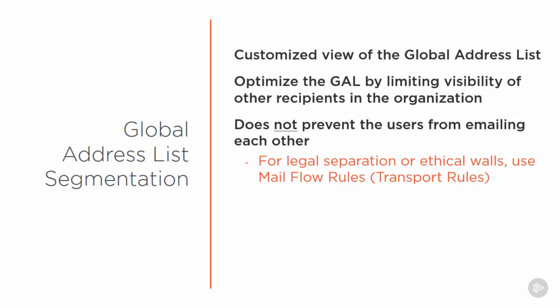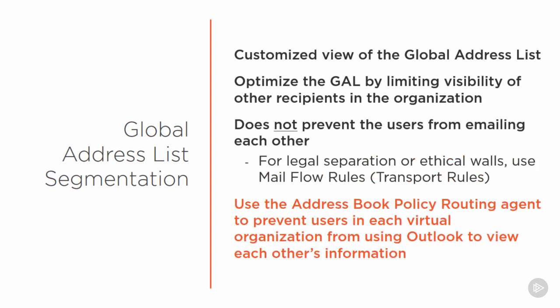If your organization has a requirement for legal separation or some type of ethical wall, for example, separating a research and development department from a sales department, for that purpose, you should use mail flow rules or transport rules. Complementing address book policies is the address book policy routing agent that can be installed on the Exchange servers, which prevents users in different virtual organizations. A virtual organization is basically a segment of the GAL. It prevents those users from using Outlook to view each other's information. And by that I mean they can't type in the email address of someone and see more detail about that person than they would otherwise be able to see for an external recipient.